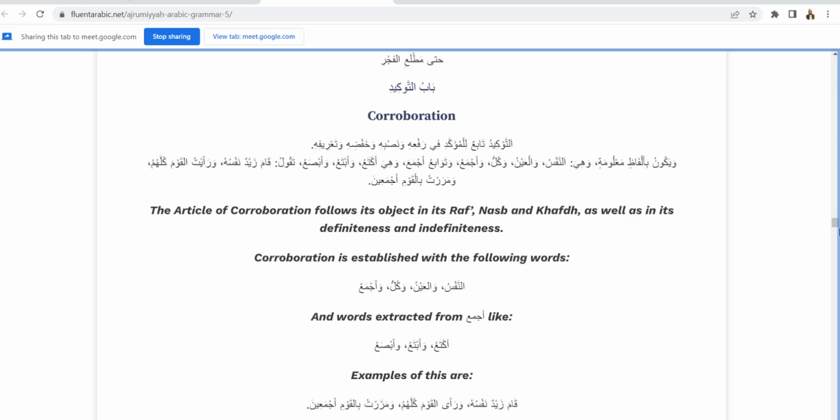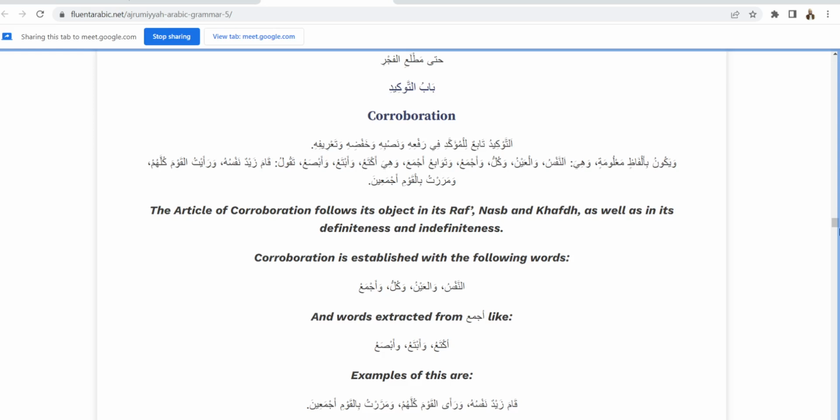Anyways, here we say التوكيد تابع للمؤكد في رفعه ونصبه وخفضه وتعريفه. That which is being emphasized follows the emphasis in its رفع, نصب, خفض, and تعريف. Why didn't we say jazm? The answer is there's no jazm in ism. Very good. There's no jazm in asma. وتعريفه: being defined or not defined.